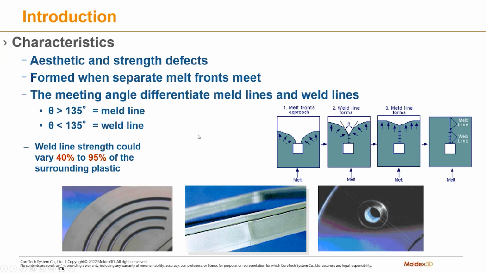And then it will depend on the angle. How do we confirm the angle? For example, the delta here is the angle. How we define whether it's a meld line or a weld line. And over here you also could see some welding lines, which are related to surface defects.